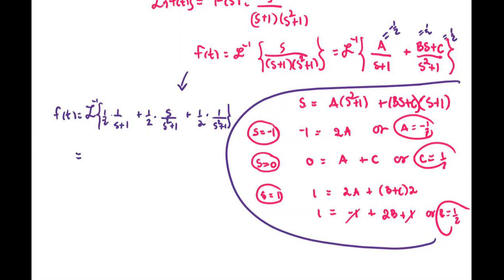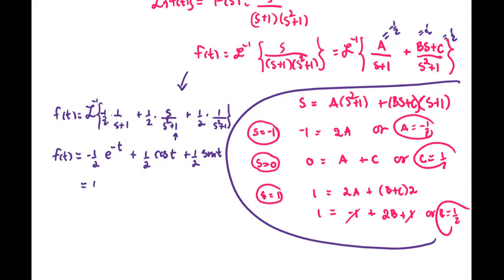Use the theorems in 7.1. The first term will give us negative 1/2 times e to the negative 1 times t. The second term, we will get 1/2 multiplied by the cosine of kt, and k is 1. So we have cosine of t, similar to the third term. And the third term will give us the sine function. We have 1/2 multiplied by sine of t. So this is the function f of t.